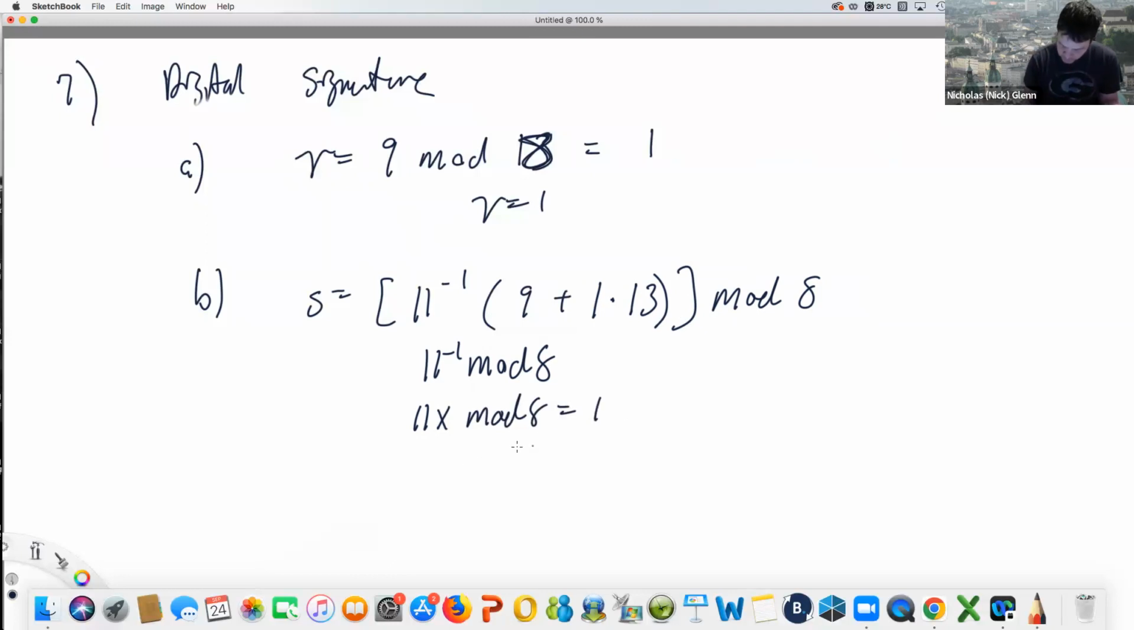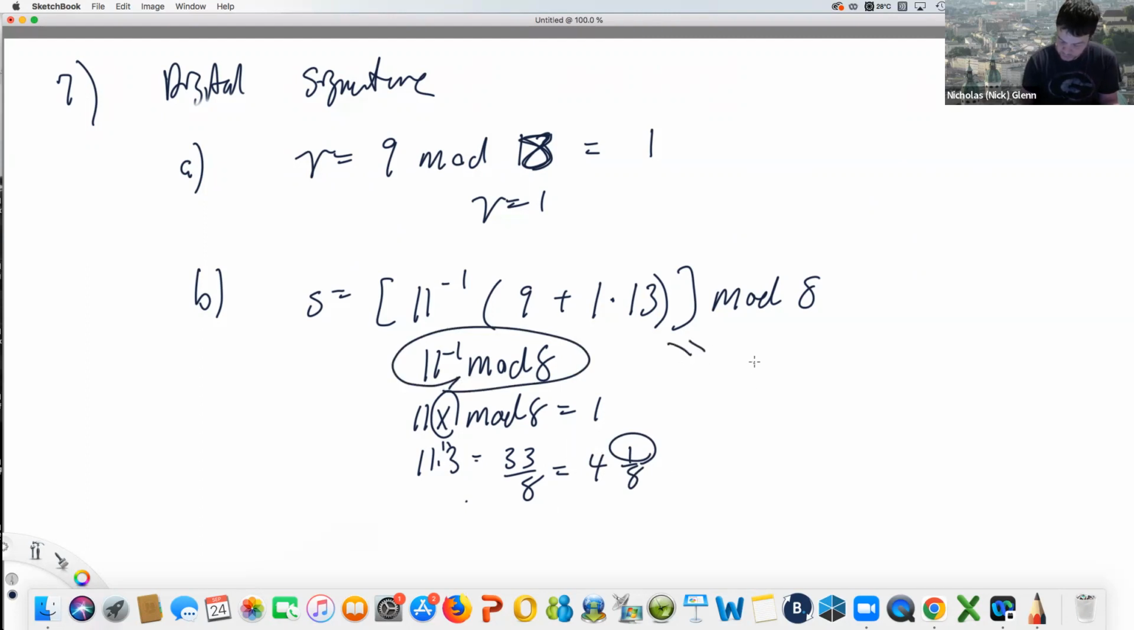This may take a few runs. Let's see. Let's try 11 times 3. That'll give us 33. 33 divided by 8 is 4, and 4 and 1/8. So that's it. Okay. So x here will be 3. And so we'll substitute that for this. So now this becomes 3.